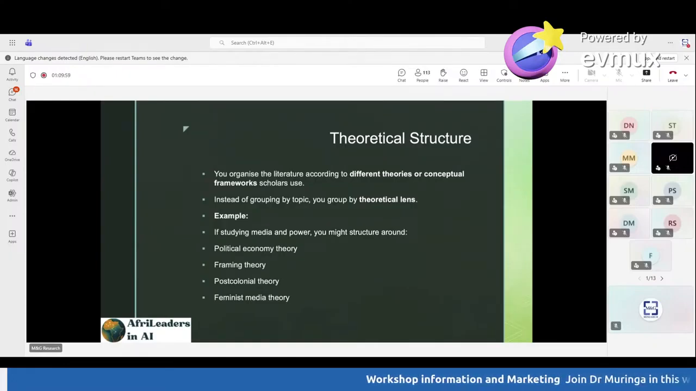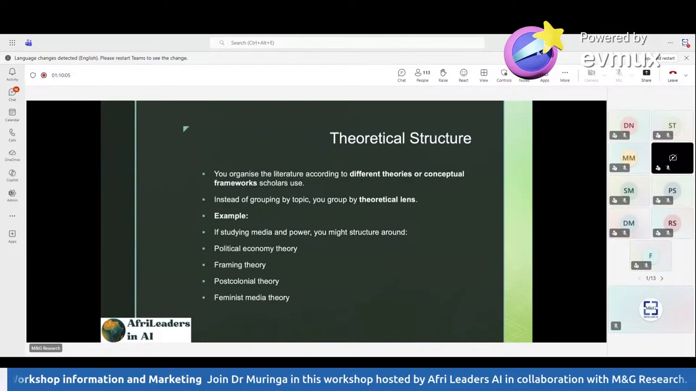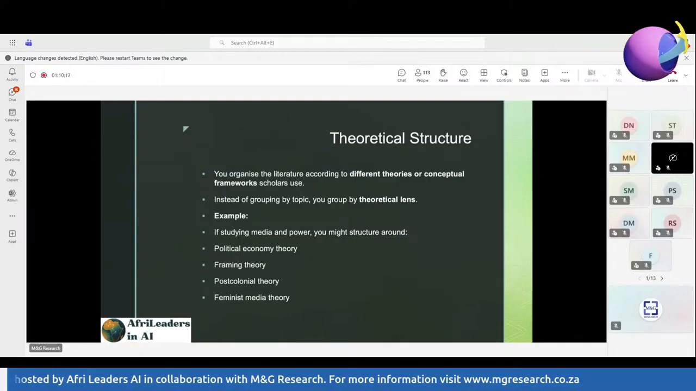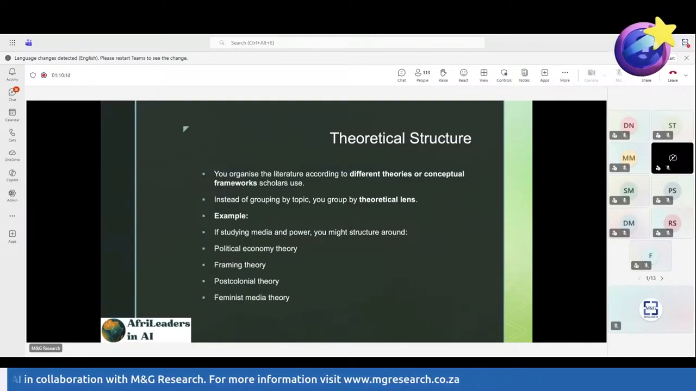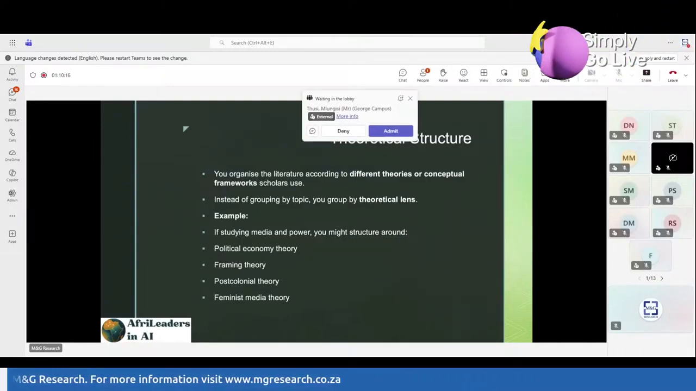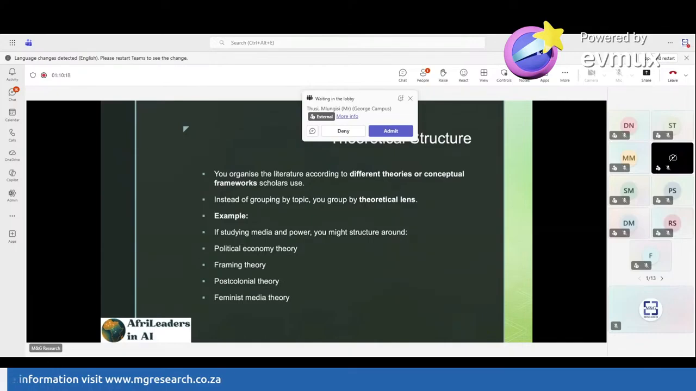Then I will say to myself, let's look at political economy concept, the political economy theory. Then that becomes my heading. Framing theory, post-colonial theory, feminist media theory. Then I go and look and categorize my debate around scholars and how they've done their work along these key theories, right?